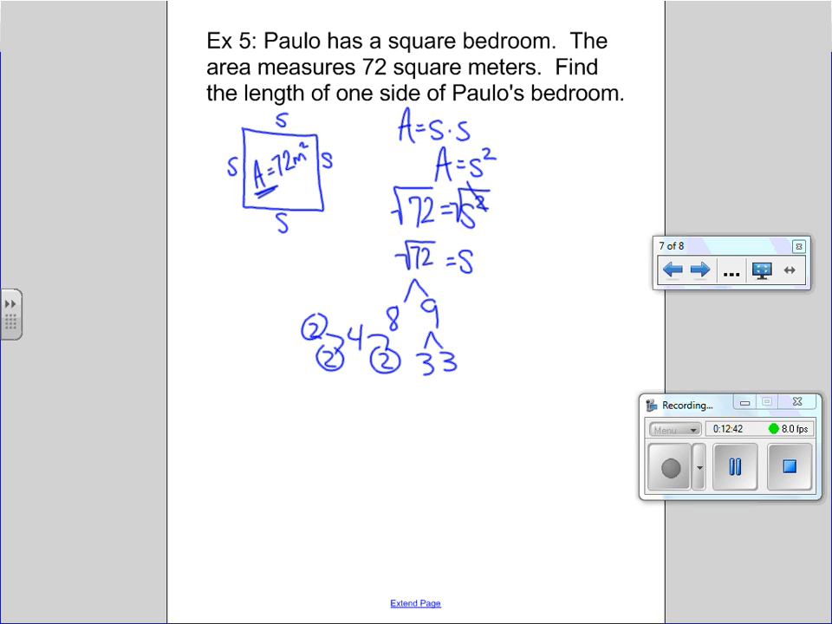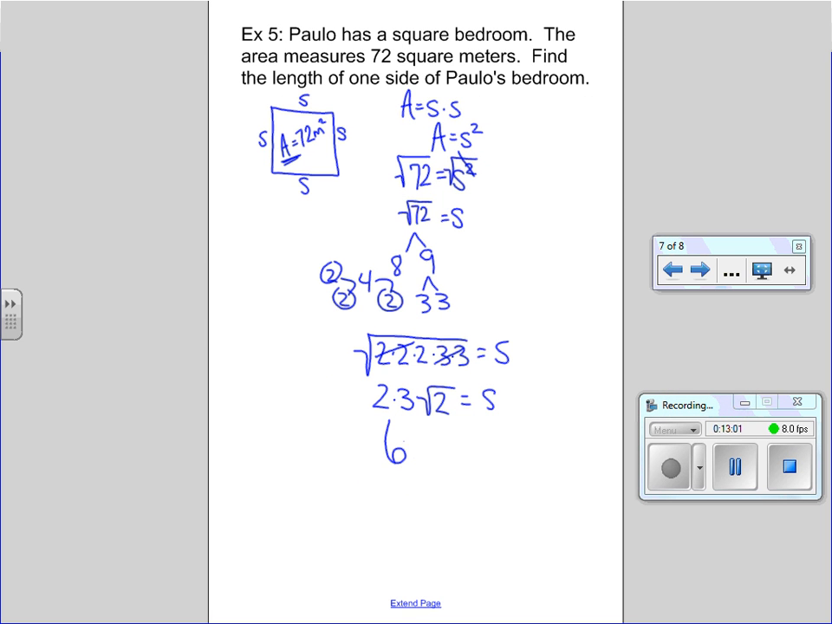So inside of that radical, I have 2 times 2 times 2 times 3 times 3 is equal to one side length. So I can pull out a double 2 and a double 3. So 2 times 3, left with radical 2 on the inside, equals my side length. 2 times 3 is 6, radical 2 equals s, and I need to make sure that I label that meters. Final answer.